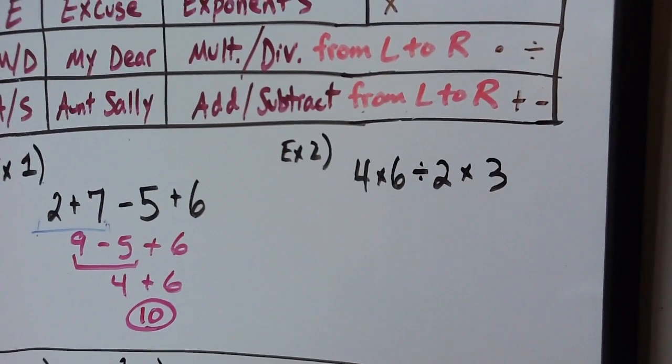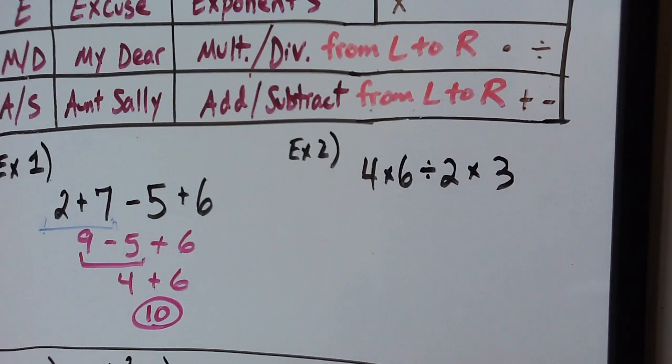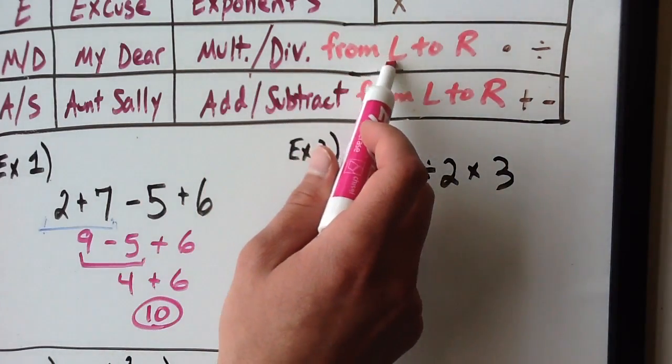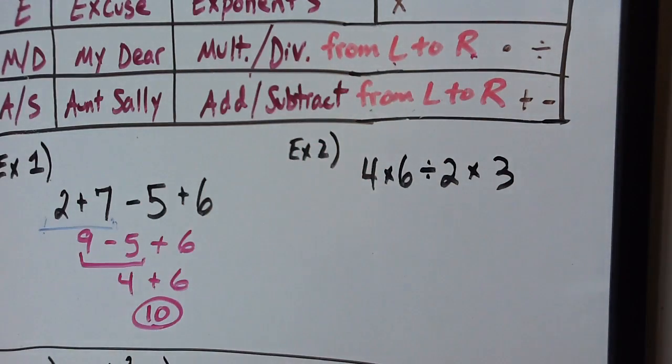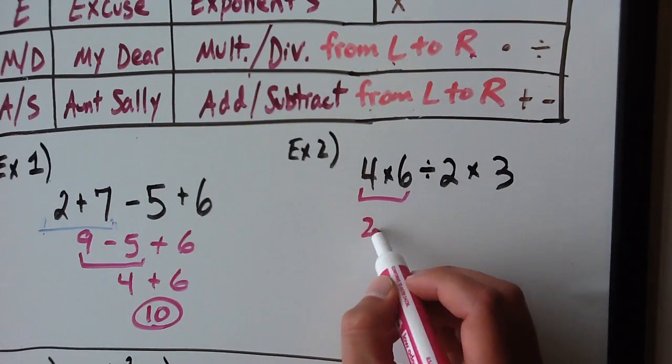Example number 2, I have 4 times 6 divided by 2 times 3. So I'm looking for parentheses. I don't see any. I see no exponents. I do have multiplication and division. So I'm going to multiply and divide from left to right. So start on the far left. You have 4 times 6. I know 4 times 6 is 24.